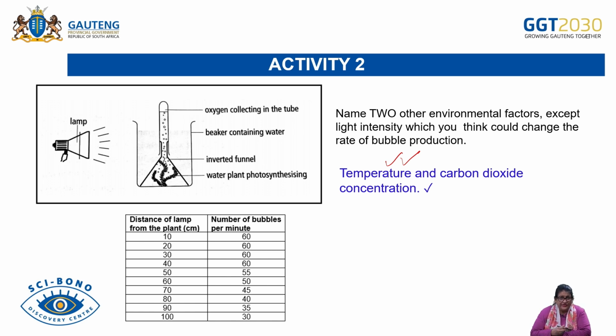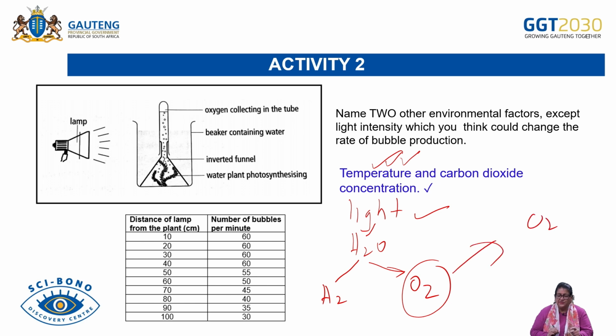Also, you need chlorophyll, isn't it? But they're saying environmental factors, so you can't say chlorophyll, because chlorophyll is a structural factor that affects photosynthesis. It's not an environmental one. So because it's environmental, you need to say that it's temperature, and also you can say water. Remember, they said besides light intensity, we need light, yes. We need temperature, yes. And we also need water because it is the light energy that splits this water into hydrogen and oxygen. And that's the oxygen bubbles that we see being released.